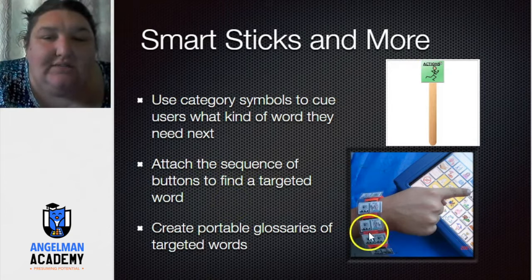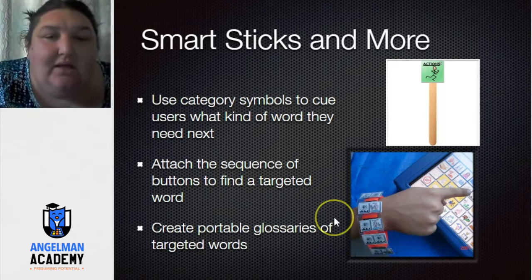So you can see in this child's bracelet, they're working on adjectives. So these are the button combinations to get various adjectives on that system, a PRC Unity system.